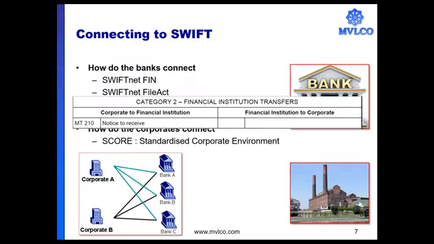Now let's move further and look at what category 2 messages can be exchanged between a corporate and the bank. A corporate can send an MT210 notice to receive, which I'm also going to discuss at a later point of time today. But a bank does not send any category 2 message to the corporate. Again, we are limiting our discussion to the corporates using this standardized corporate environment.